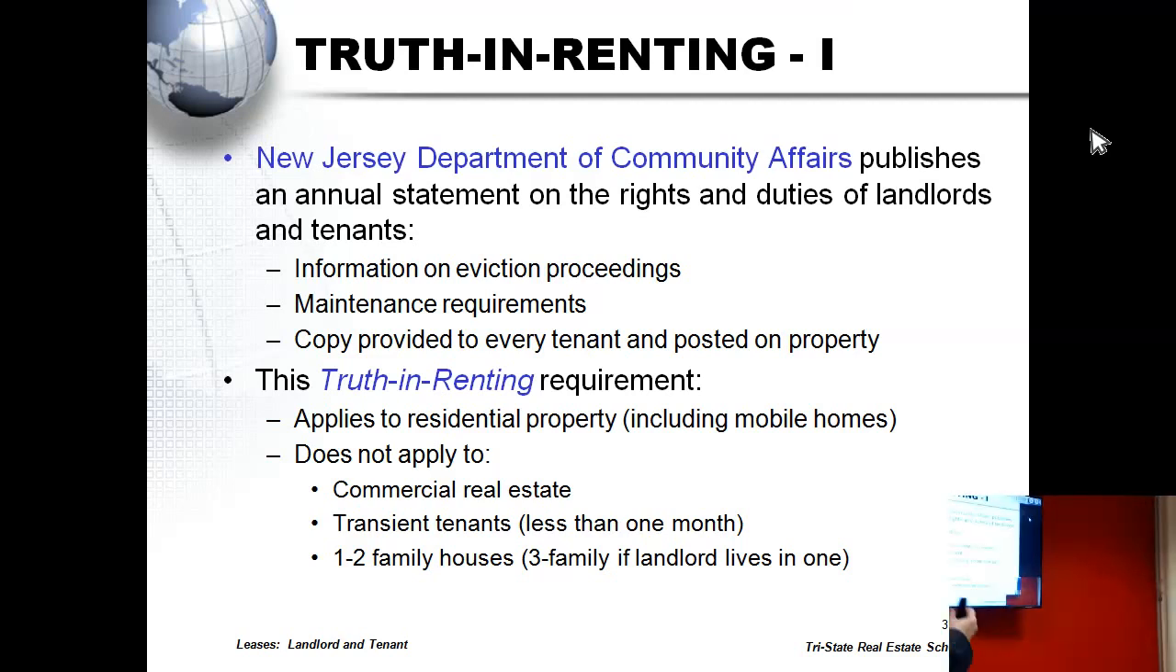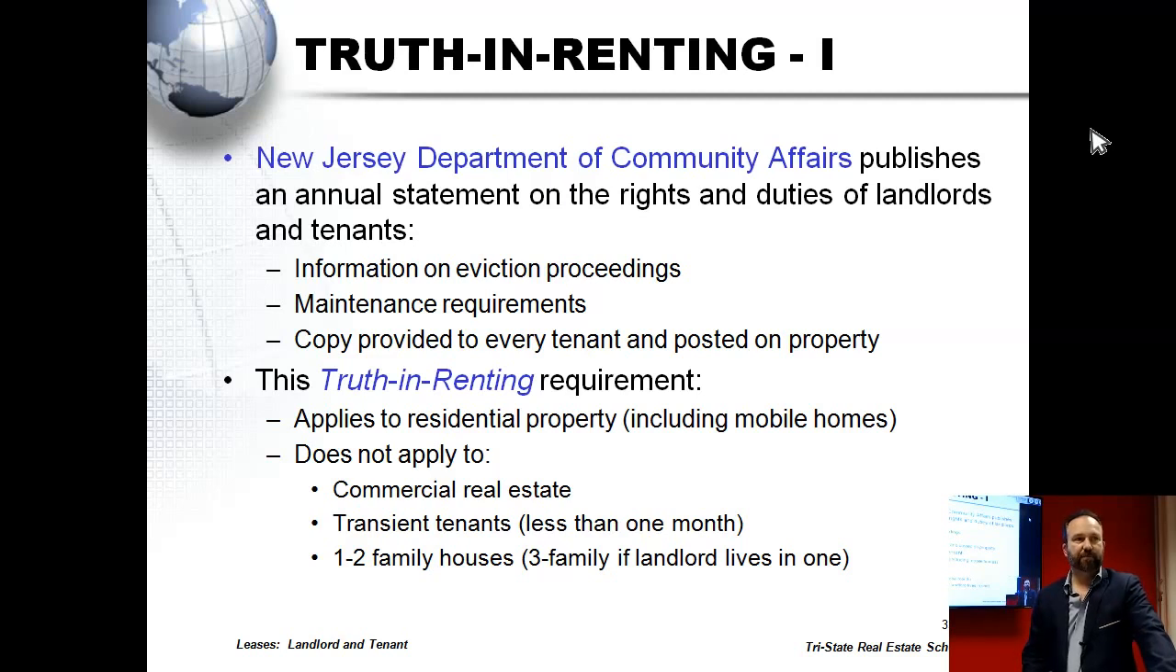Okay, so we're going to talk about the truth in renting now, part 1. So the New Jersey Department of Community Affairs publishes this statement every year. It's online now. It's the rights and duties of landlords and tenants, and inside that is a bunch of information. It's the tenant and landlord rules and regulations, the laws, if you will. It talks about the information on eviction proceedings as well as the maintenance requirements for the landlord.